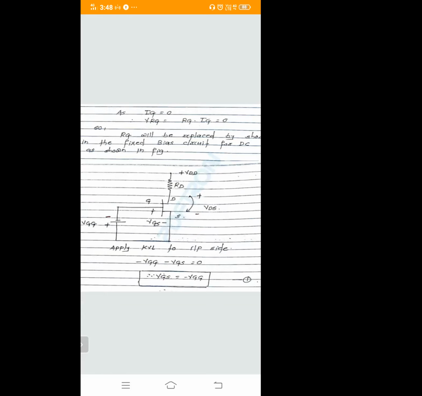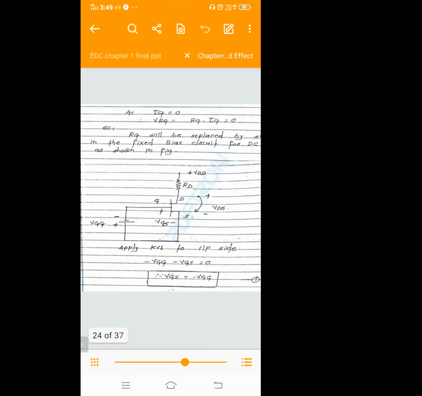So this diagram shows that plus VDD is the voltage applied across your drain, and minus VGG is the voltage applied across your gate, right? When we apply the KVL at the input side, we start with the VGG. So this is minus VGG, minus VGS, which is equal to 0. This is the equation for the particular case. Taking the equation with respect to VGS, VGS going to the other side, so VGS equals minus VGG. This is the equation for the input side.